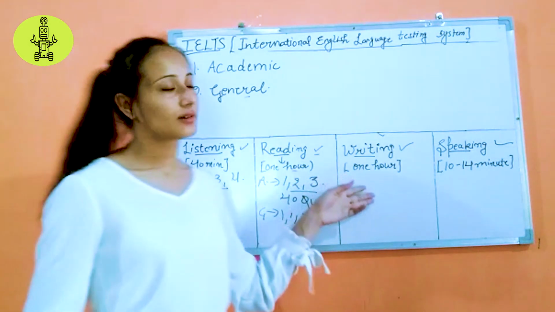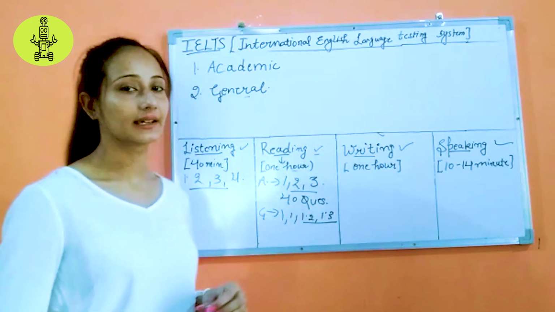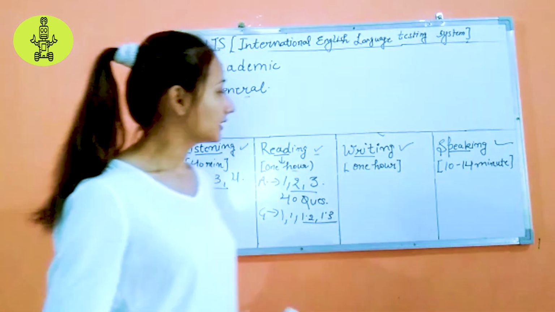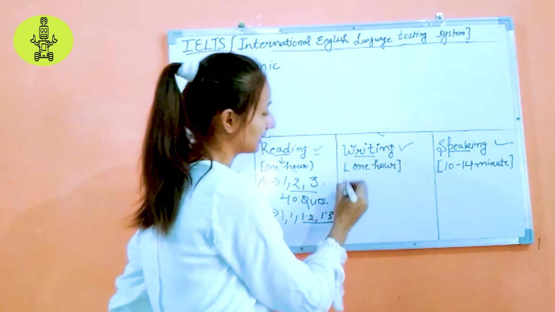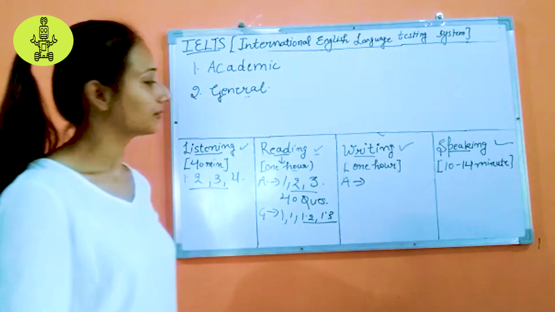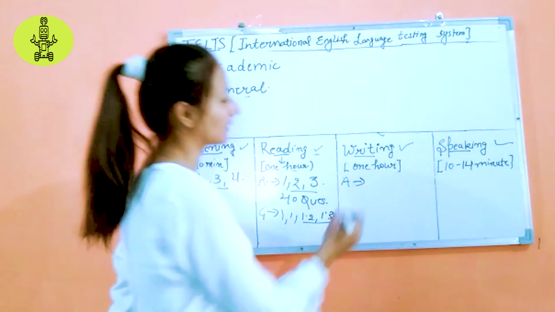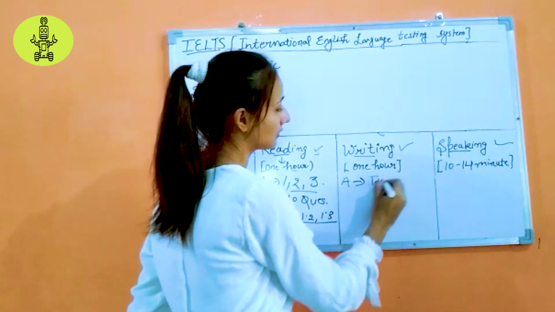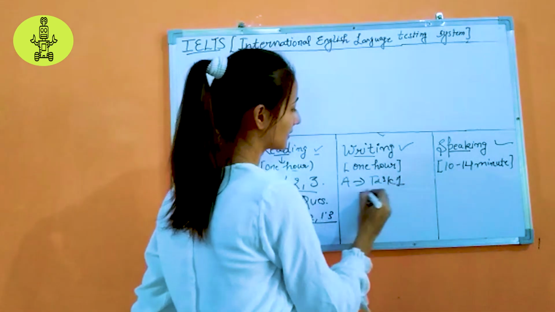Now let's start with the writing. Let's talk firstly about the Academic writing. Here in the Academic writing, you will get 2 tasks. We call them task 1 and task 2.